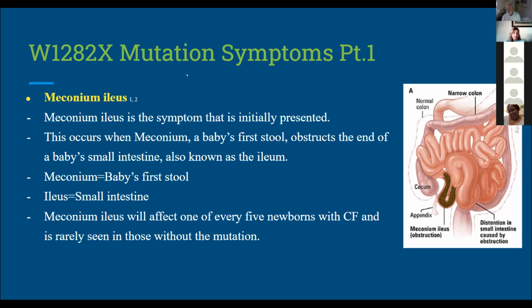This occurs when meconium, a baby's first stool, obstructs the end of a baby's small intestine, also known as the ileum. This usually happens because the baby's stool is too thick to pass through the entire digestive tract. Meconium ileus will affect 1 in every 5 newborns with cystic fibrosis and is rarely seen in those without mutations.